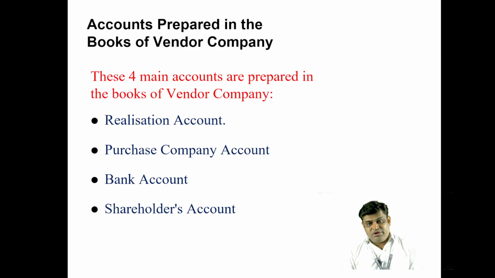So, the first account opened in the vendor company's books is the realization account. Then the second account is the account of the purchasing company. The third one is the bank account, and the fourth one is the shareholders account.